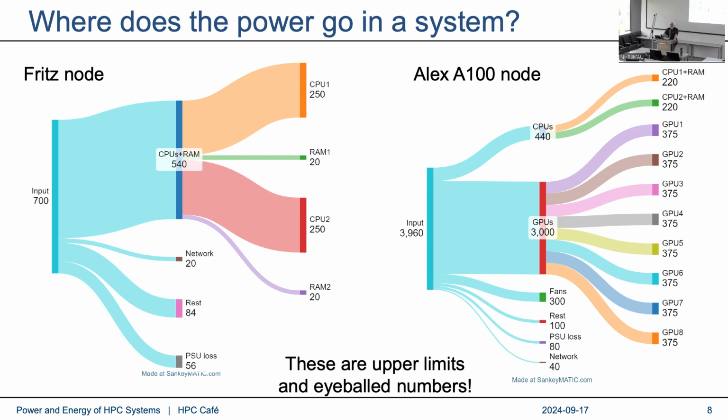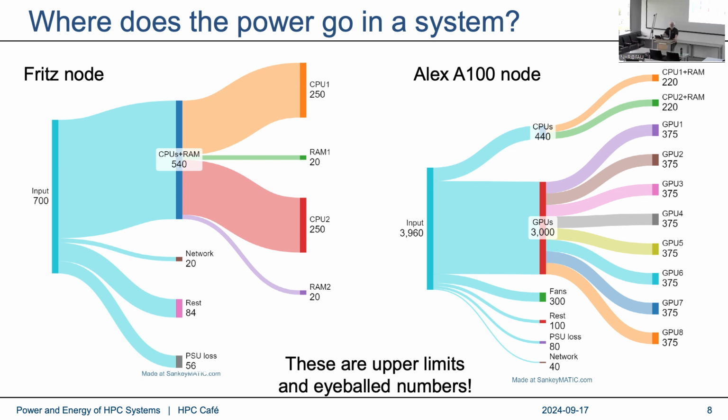On an Alex node, it's surprisingly similar, at least concerning the division between the computing devices and the rest of the system. On an Alex A100 node, we have 8 GPUs, and each one has a thermal design limit of 375 watts. For the A40s, that's about 100 watts less than that. So overall, those 8 GPUs can burn 3 kilowatts if everything is fully utilized. And then we have 2 CPUs plus RAM. The thermal design power of one CPU in Alex is 225 watts, so I put here 220. So again, about 3/4 of the power is spent in the GPUs.